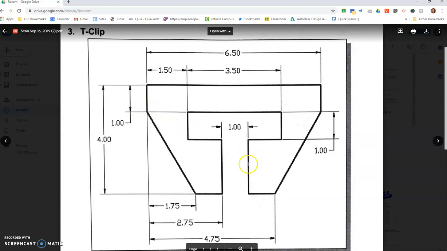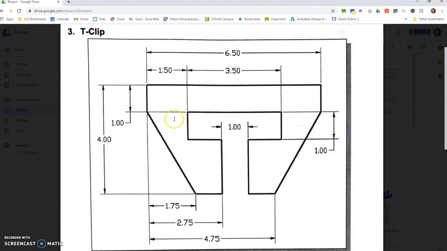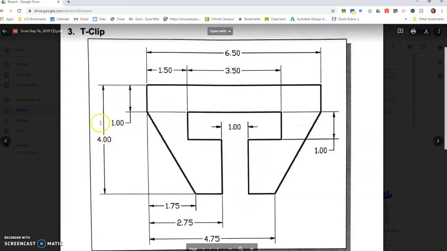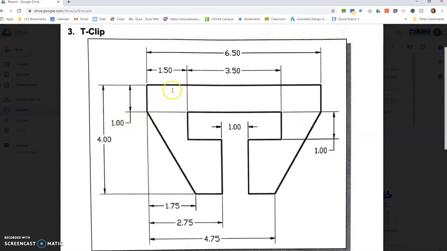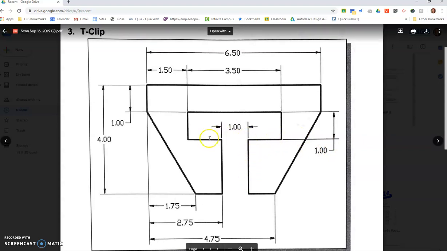I don't know the length of this line, but it's just some easy subtraction. So we know the overall height of this part is 4 inches. We know from here to here is 1 inch, and from here to here is 1 inch. So that leaves me with 2 inches. So I'm going to come up 2 inches, and then I've got 2 more dimensions that are unknown.